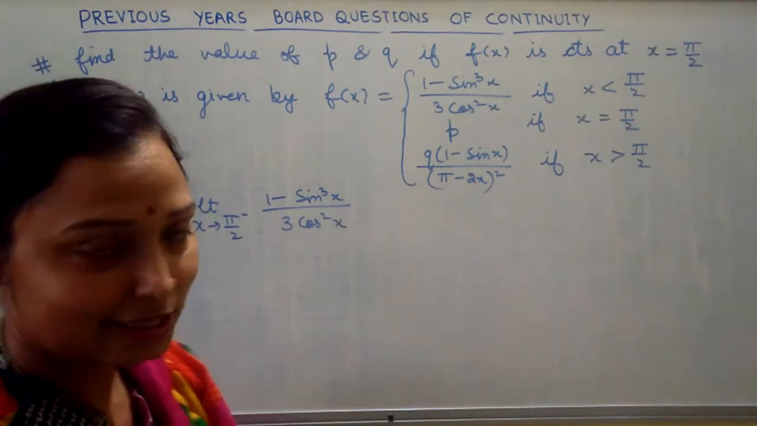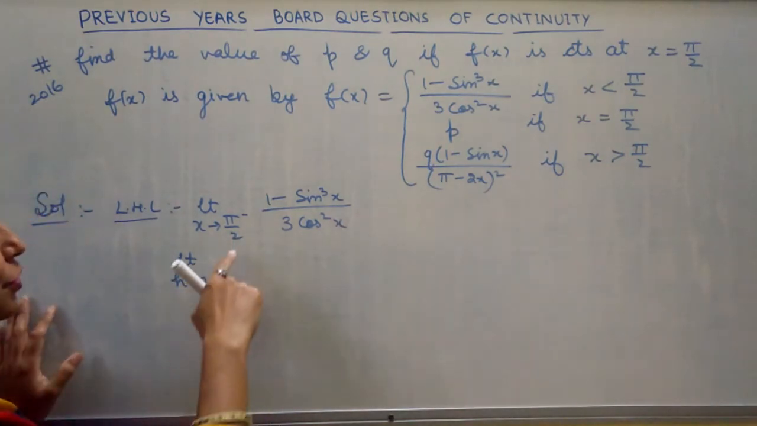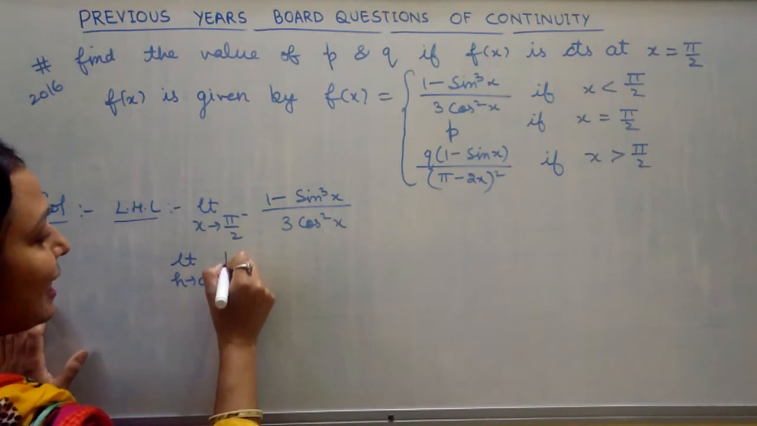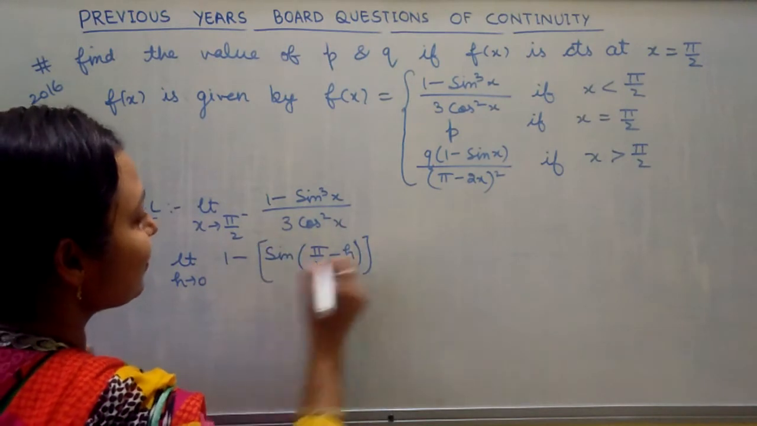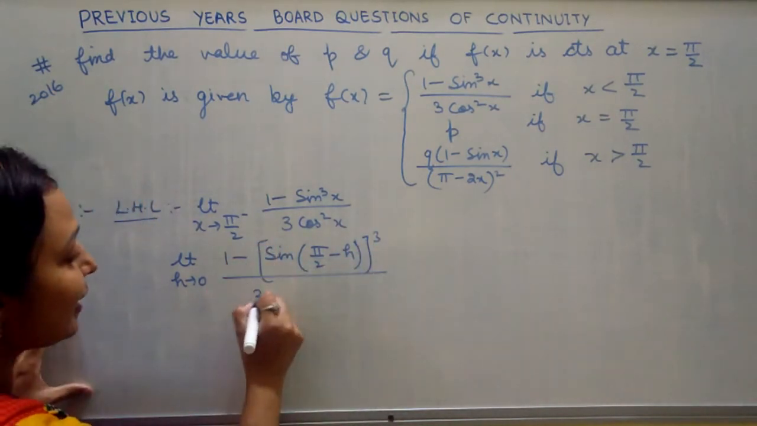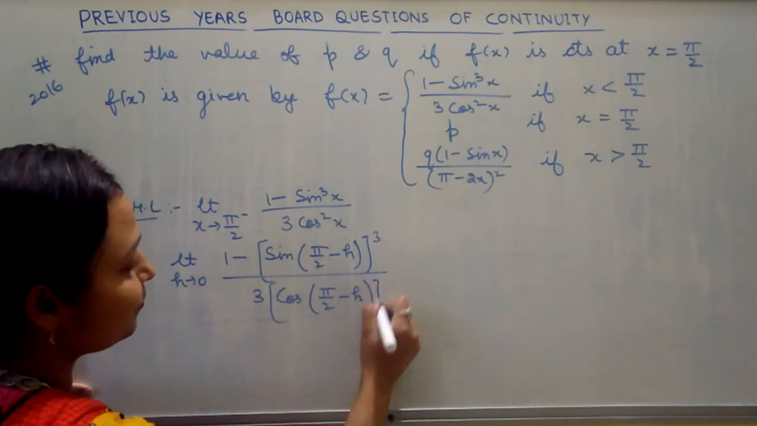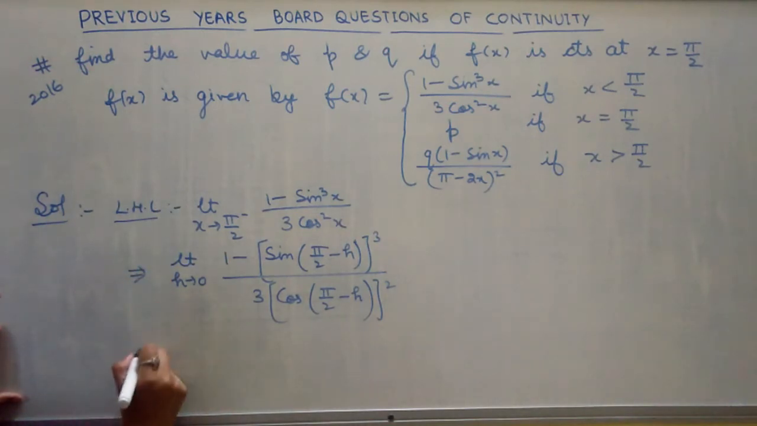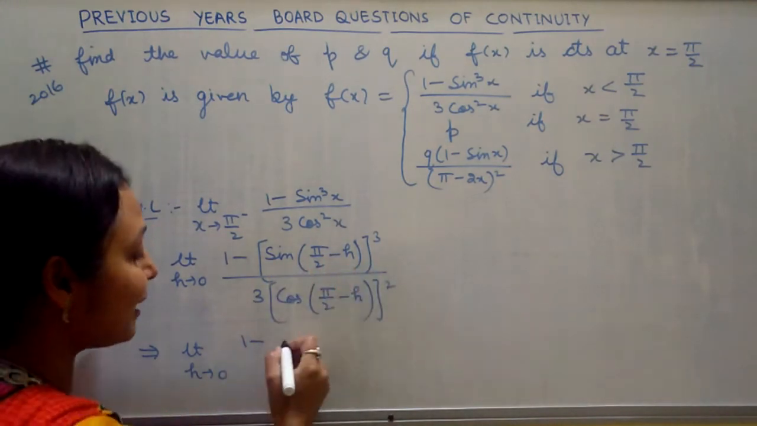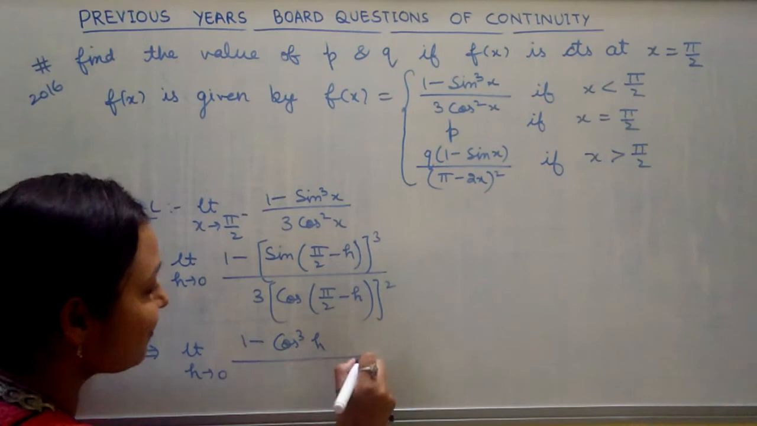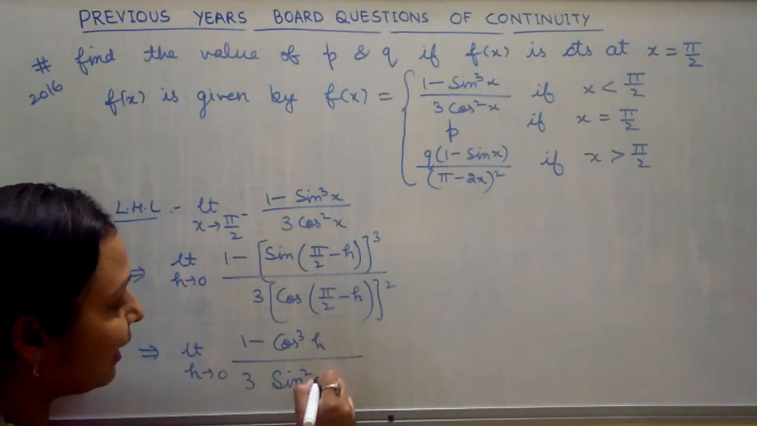Now I will use h. Limit h approaches to 0. When h approaches to 0, x will change into pi by 2 minus h. Sine pi by 2 minus h whole cube, right? Divided by 3 cos pi by 2 minus h whole square. Okay, now the next step, that is limit h approaches to 0, 1 minus sine 90 minus h, that is cos cube h, divided by 3 into cos 90 minus h, that is sine square h.